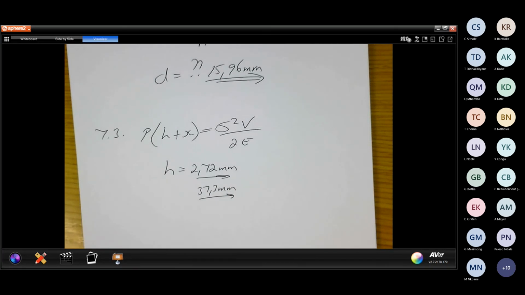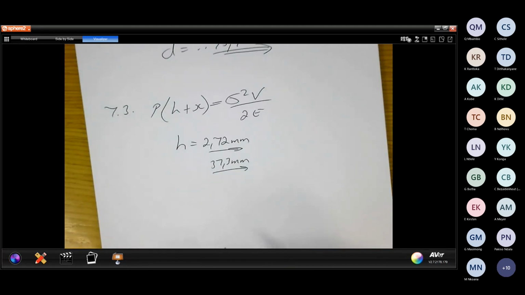Can I ask, sir, where do you take the volume? The volume of my rod is my cross-section area, where the diameter is 12 millimeters, and my length is 500 millimeters. Oh, okay, thank you, sir.